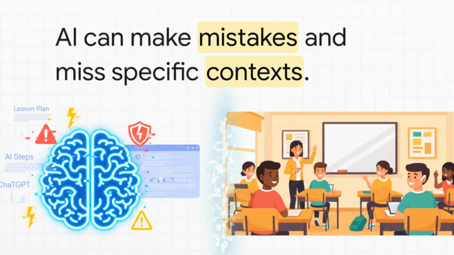We really have to keep our perspective balanced here. AI can make mistakes. It might totally misunderstand complex curriculum requirements, and it absolutely cannot fully understand the specific, nuanced context of your classroom. It doesn't know your students' personalities, it doesn't know their background knowledge, and it definitely doesn't know the physical constraints of your room. Your human expertise is completely irreplaceable.